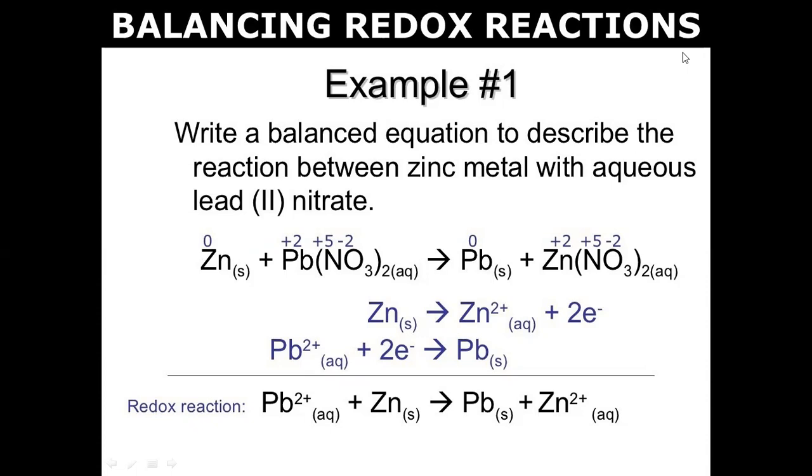Okay, so let's understand this with the help of an example. For example, this is Zn plus Pb(NO3)2 gives Pb plus Zn(NO3)2. As you can see, there is a change in the oxidation state of both Pb and Zn. So the first step is to find out the reduction half and oxidation half.